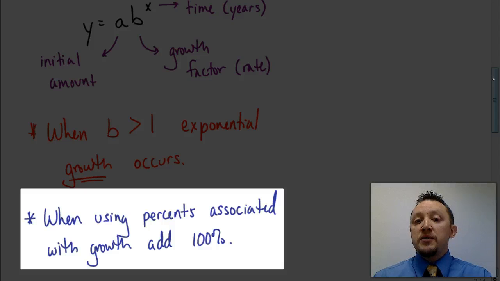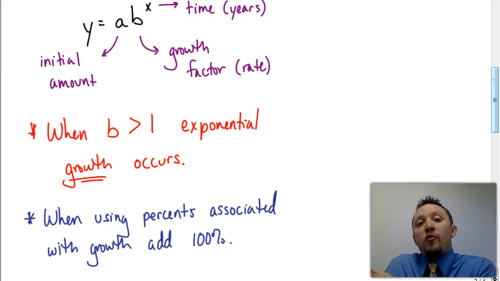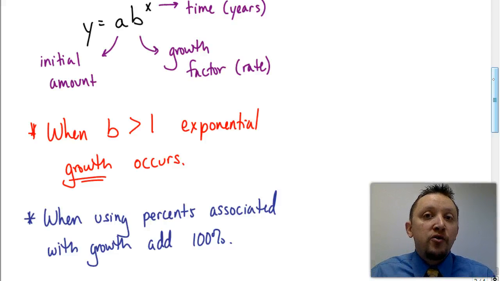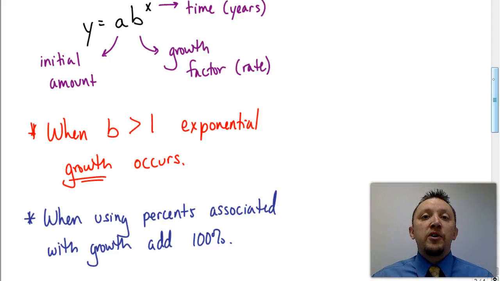Anytime we're using percents associated with growth, we have to add 100%. So if it was 4.2%, we would add 100 to that, because it's growing by 4.2%. So we have 100% of what we had before, plus another 4.2%. So we have 104.2%, or as a decimal, 1.042. In which case, our value for b would be greater than 1, so it would be associated with exponential growth. Let's look at another example here before you do one on your own.